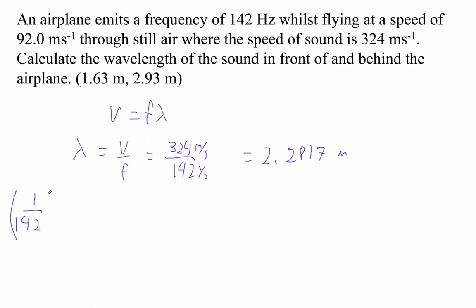So the distance it travels, this is the time, that's the period. I'm using the formula that period is 1 over frequency. I think that's in the data packet. So that's the amount of time. It's going 92 meters per second, so the distance it flies between one of these cycles is just 92 times 1 divided by 142. So it actually travels 0.6479 meters.